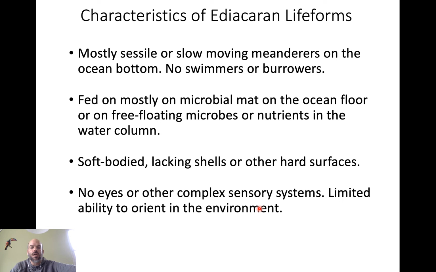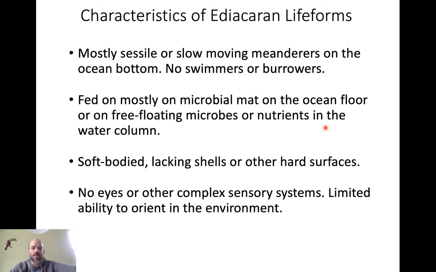Ediacaran animals are mostly feeding on the microbial mats on the ocean floor. So before there were lots of animals burrowing into the seafloor, microbes were able to form really thick mats that would grow for centimeters above the seafloor. And we can see fossils of those. Today we call them stromatolites. We've talked about these before.